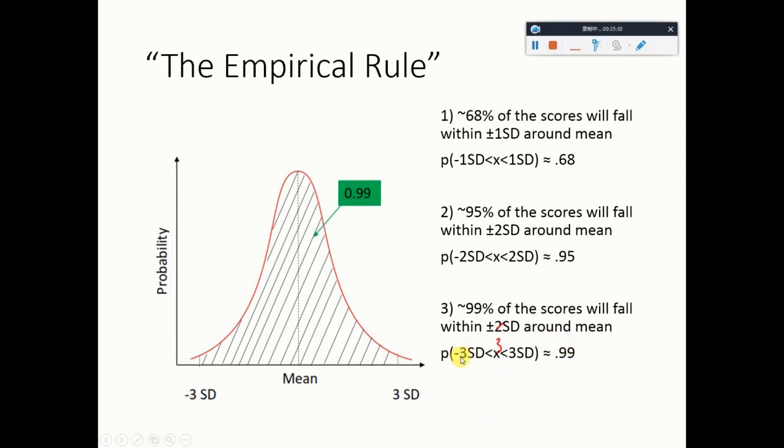Exactly. So these 3 statements constitute what we call the empirical rule. But then how do we use it?